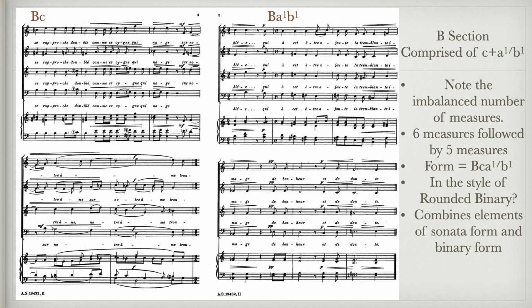And one thing we're going to be talking about is we really don't analyze it as a rounded binary form because the way that ternary form and binary form work in the 20th and 21st century sort of eliminates the possibility of really definitively analyzing anything as a rounded binary. So we would just call it binary or ternary. And that's because the sections aren't equal like they are in the classical period and the Romantic period. So it makes it very hard to say definitively that this is a rounded binary form. This one would just be binary.